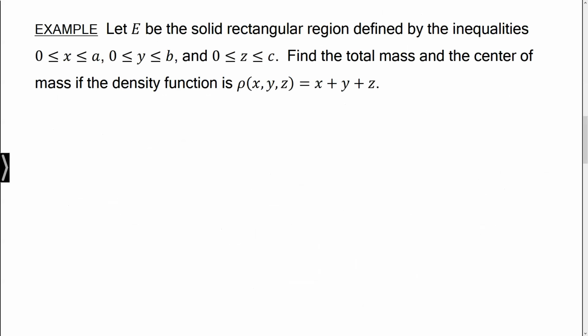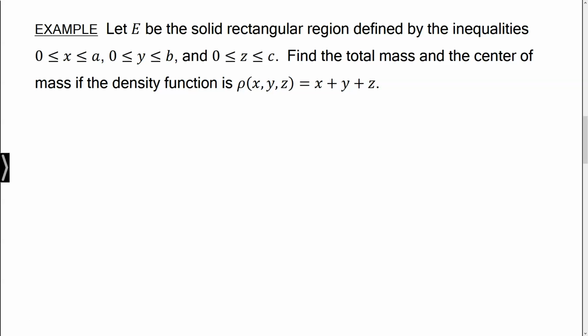So we're going to look at the solid rectangular region. This is a general rectangular region with one corner at the origin, and it's in the first octant. So x goes from 0 to A, y goes from 0 to B, z goes from 0 to C. So you could have just arbitrary upper limits there.